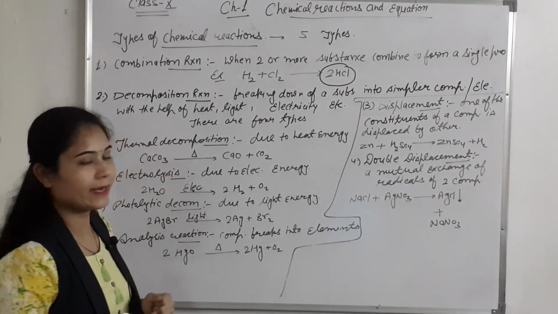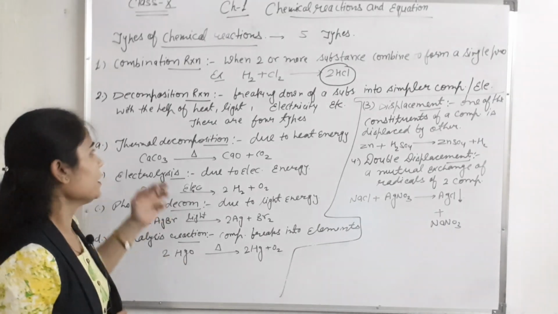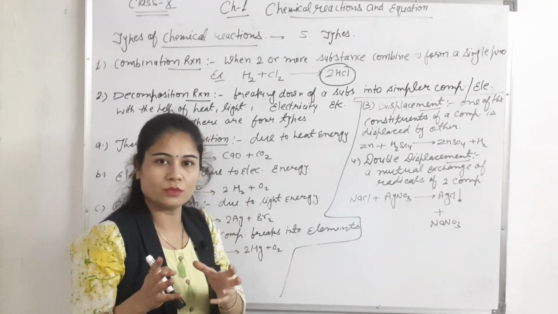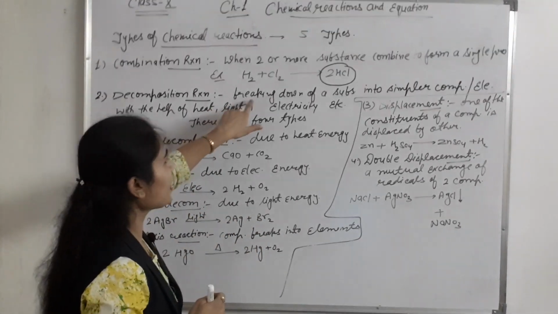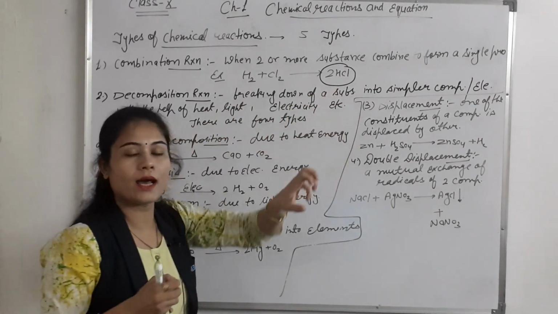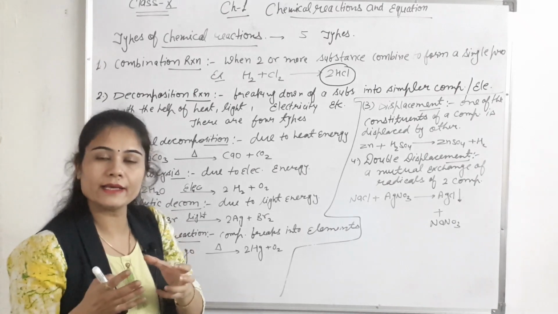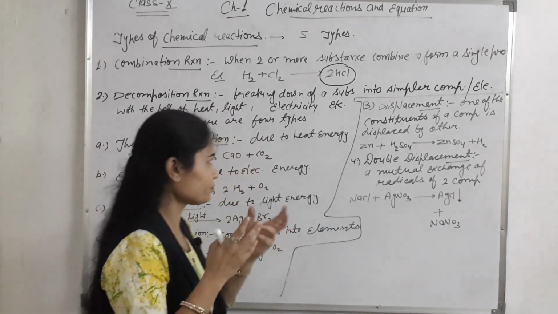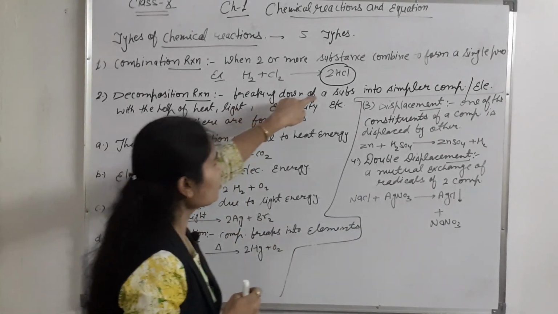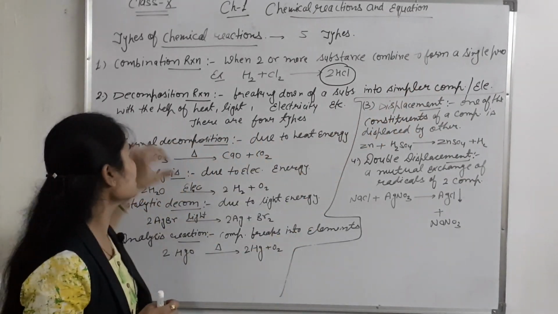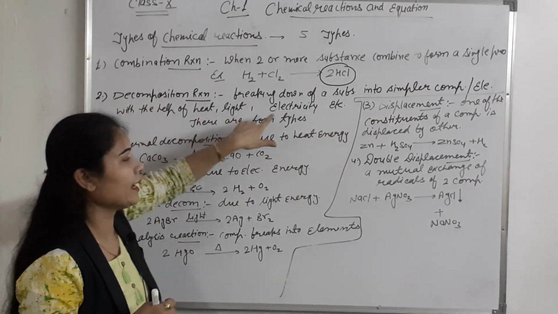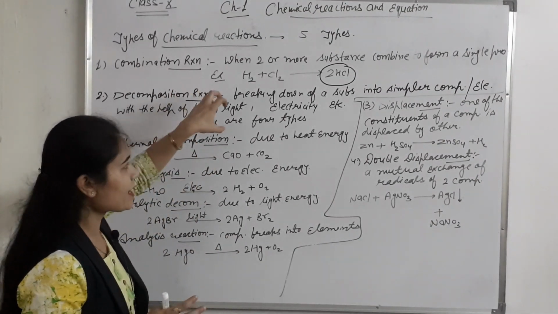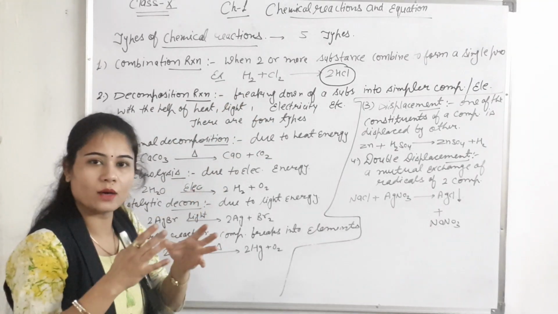Now we are taking the second type, that is decomposition. Decomposition means breaking down of a compound, breaking down of a substance. That means we have a compound and we have the tendency to break this substance into simpler compounds or simpler elements. How can we assess this? Breakdown of a substance into simpler compounds or elements with the help of heat, light and electricity. That means this is understood. We need these different sources to break down a compound.